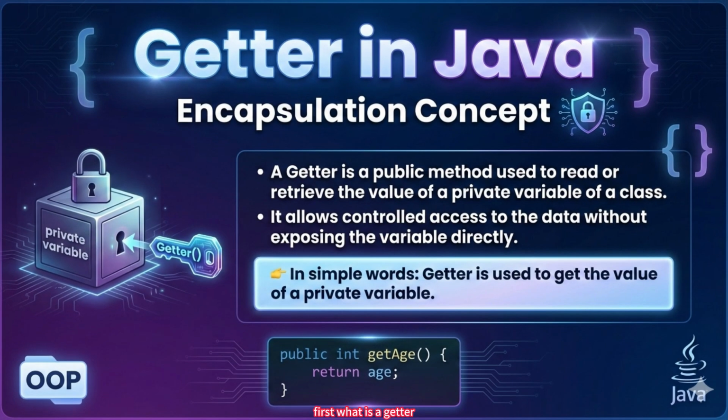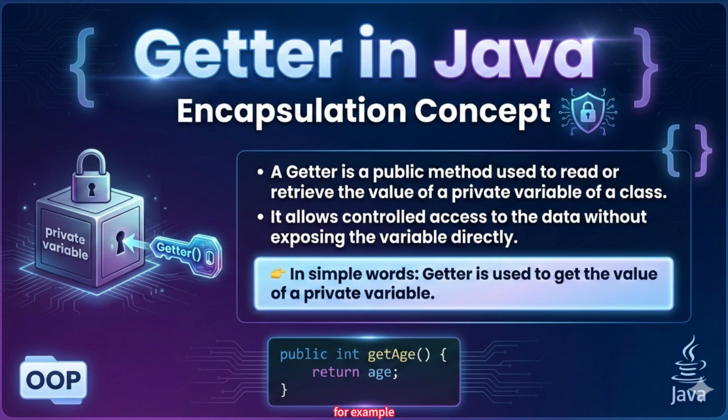First, what is a getter? A getter is a public method used to read or retrieve the value of a private variable of a class. Now you might ask, why do we need it? Because when we declare a variable as private, we cannot access it directly from outside the class. So instead of giving direct access, we provide a controlled method to read the value. That method is called a getter. In simple words, a getter is used to get the value of a private variable.